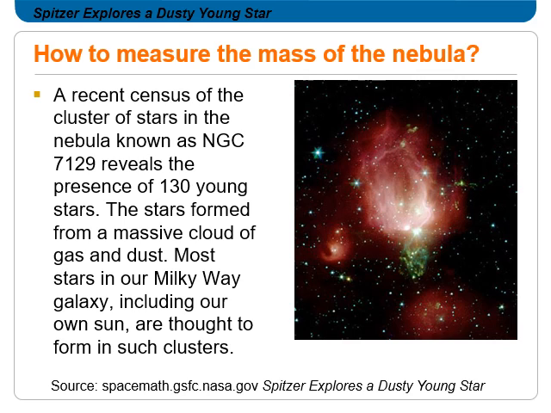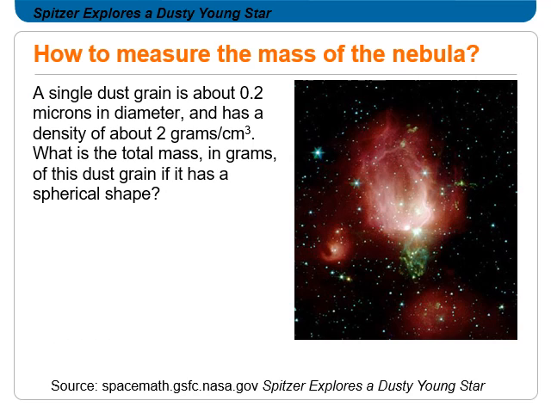We can use this to estimate the mass of the nebula. The next few slides show how to measure the mass of the nebula, and are for informational purposes. You are not going to be required to solve problems like this on tests. A single dust grain is about 0.2 microns in diameter and has a density of about 2 grams per cubic centimeter. What is the total mass in grams of this dust grain if it has a spherical shape?